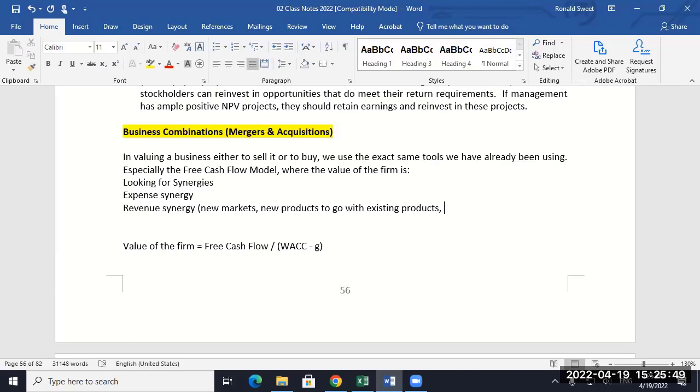So that's the kind of thing you're looking for there, kind of revenue synergies. And then pricing power. This is monopolies. How well does that work?